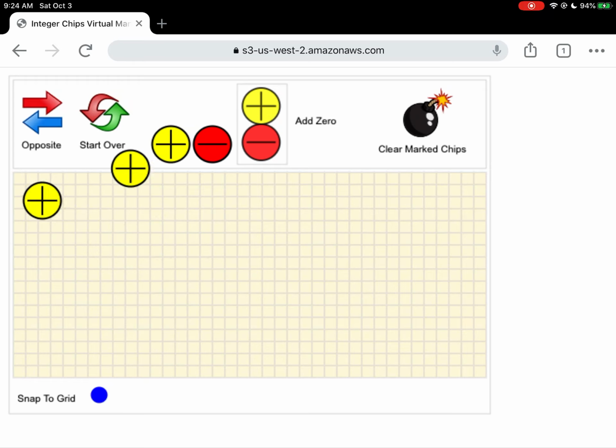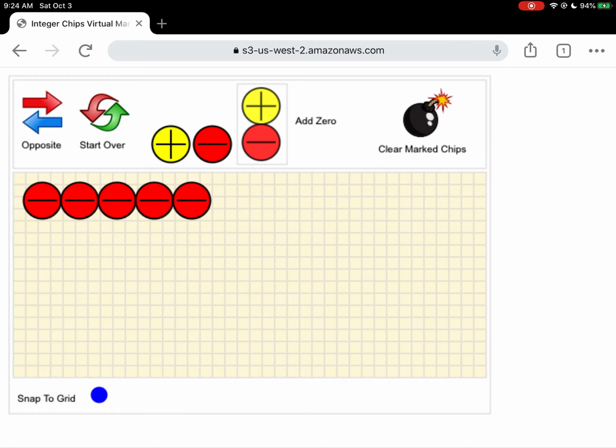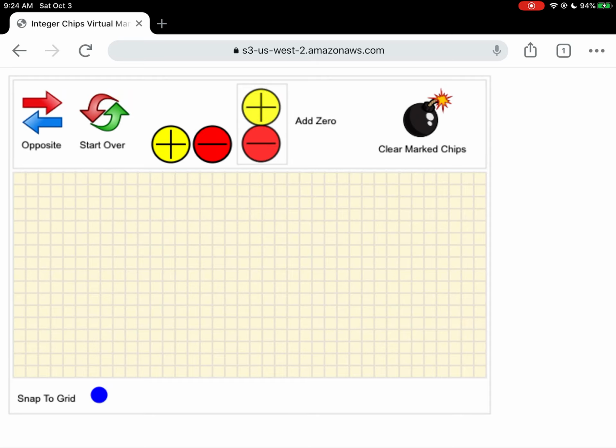If you click on positives a bunch of times, it'll throw a whole bunch of them down at a time. If you want to flip them all to negatives, you can do this thing here that changes the signs, which is just clicking the opposite tab on the top left. Start over again cancels everything. You can add pairings. That's like adding a 0, because a plus and a minus together is like a 0. And so what we have on the grid right now is the value 0, because when these are combined, they have no value.